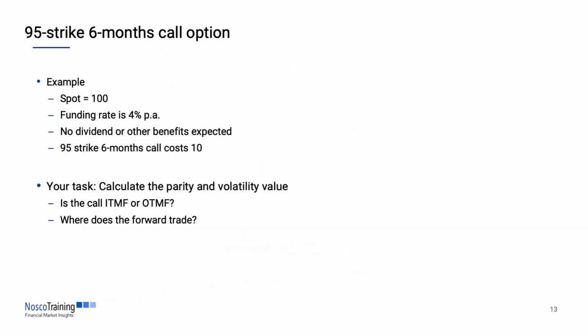Now that we have refreshed the two value components and their drivers, let's work through a simple numeric example. Consider a call option with a strike price of 95 and 6 months to expiry. The option is currently trading at the price of 10, while the underlying trades at 100. The funding rate is 4% per year, and the underlying does not pay any dividends or other benefits. Your task is to calculate both the parity value and the volatility value of this call option.